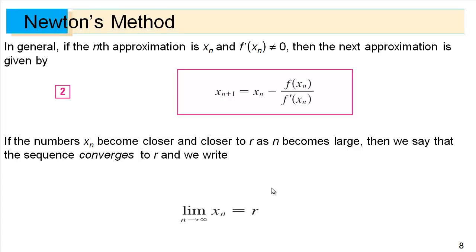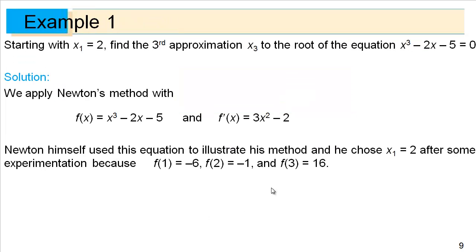Okay, so in general, each new approximation will spawn another one. And if those numbers get closer and closer to r as n gets larger and larger, meaning as we're taking the 6th, the 7th, the 8th, keep going on, then we say the sequence converges to r, and we can say that the limit of our xn's ends up equaling r. All right, let's look at an example. So we're going to apply Newton's method to the function x cubed minus 2x minus 5 and try and find the root of when it's equal to 0.